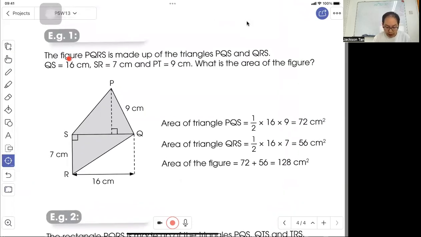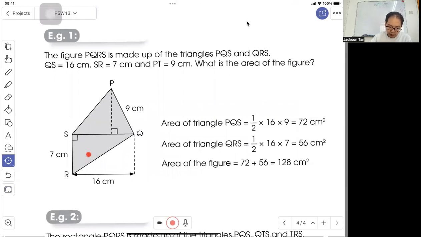Example 1, the figure PQRS is made up of the triangle PQS and QRS. So QS is 16, SR is 7, PT is 9. What's the area of the figure?